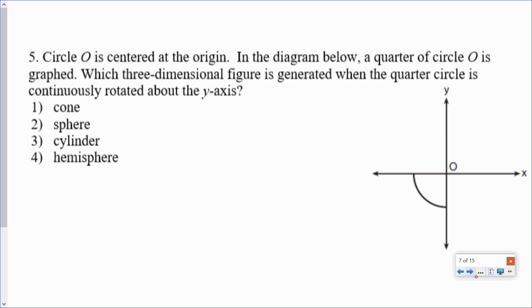Number 5, it wants you to take this quarter circle and rotate it about the y-axis. So I'm going to let you try this on your own. I'm going to give you about 30 seconds. Reflect it over the y-axis in 2 dimensions, and then connect it with curves. I'll give you about 30 seconds.